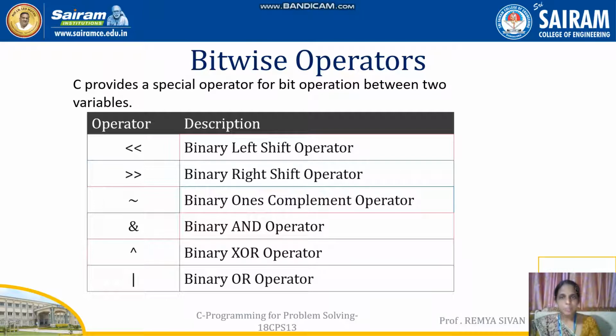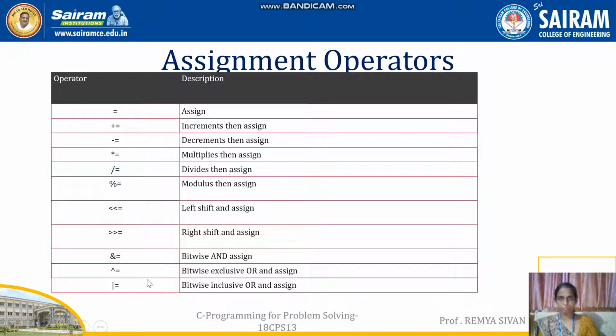The next operators are bitwise operators. C provides special bitwise operators for bit operations between two variables. These are the operators. This one is used to perform binary left shift, this one binary right shift, this one complement, this one the binary AND operator, this one the binary XOR operator, and this one the binary OR operator.